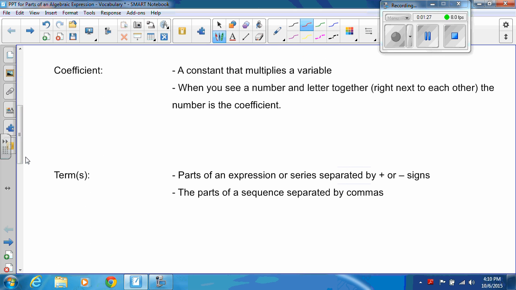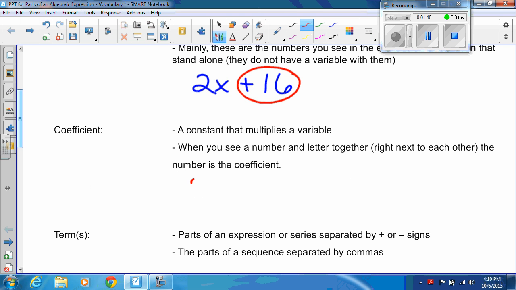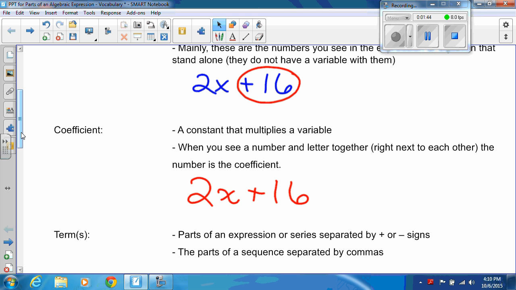Next, we have a coefficient, a constant that multiplies a variable. When you see a number and a letter smack dab next to each other, that's when you know that you have a coefficient. Again, if we use the same example, 2x plus 16, as we're looking at this, the 2 here, this is my coefficient. The 16 is not a coefficient because there is no variable with it. The 16 still remains my constant.